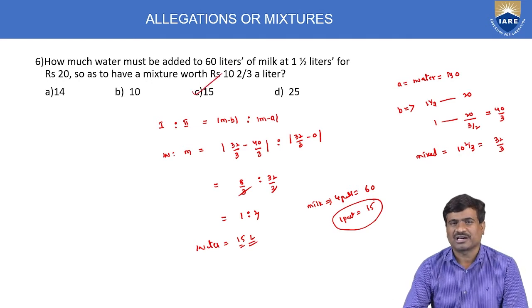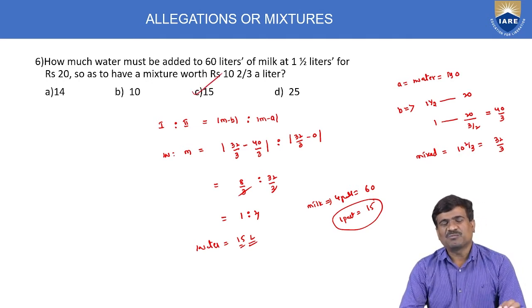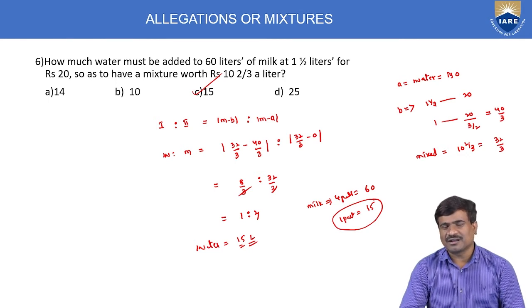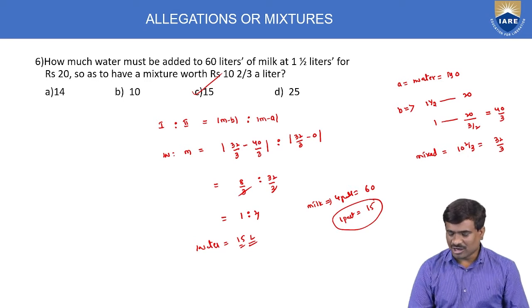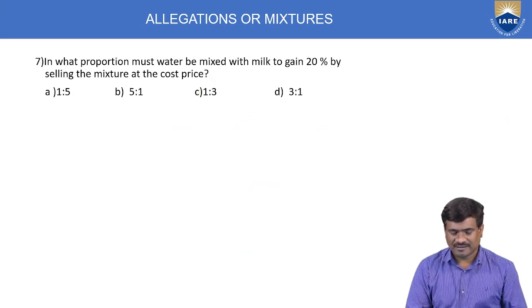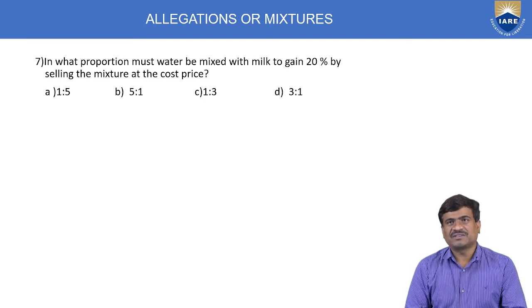Option C only is correct. In this problem method, the water's 1 liter cost price is not given. For the milk, 1 1/2 liters is rupees 20, so convert into a 1 liter price. Next, apply the allegation principle. Option C only is correct. Next, 7th example.